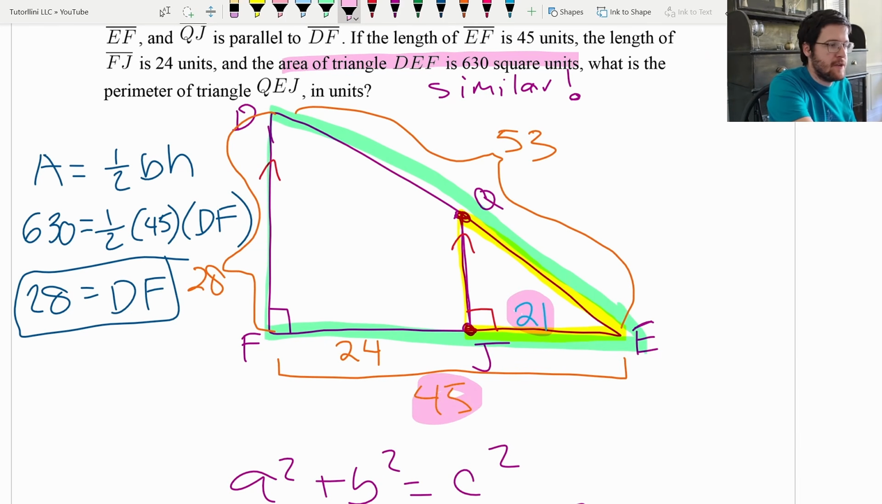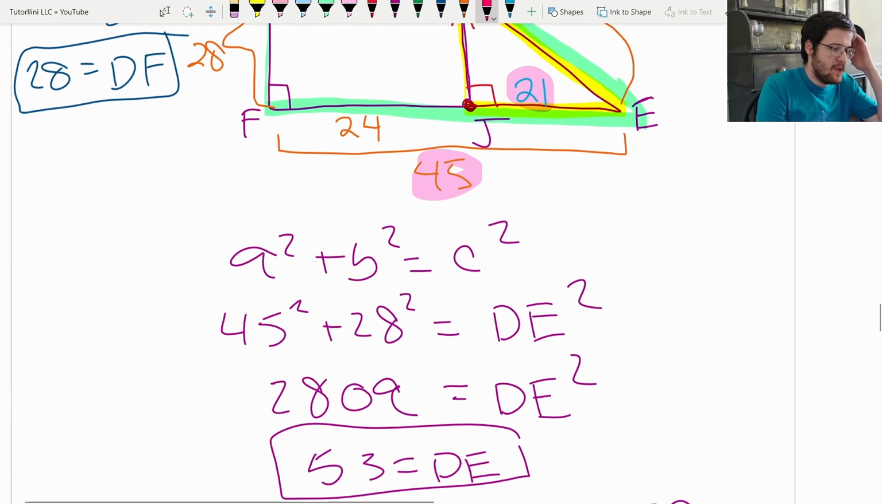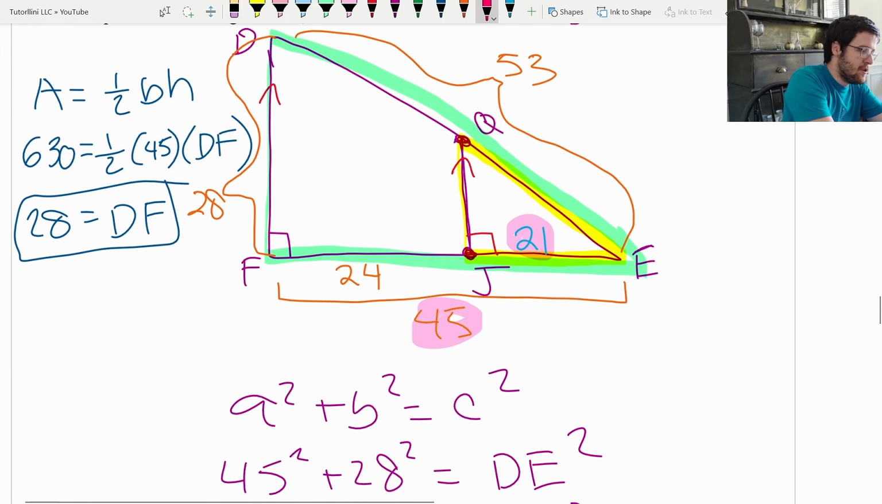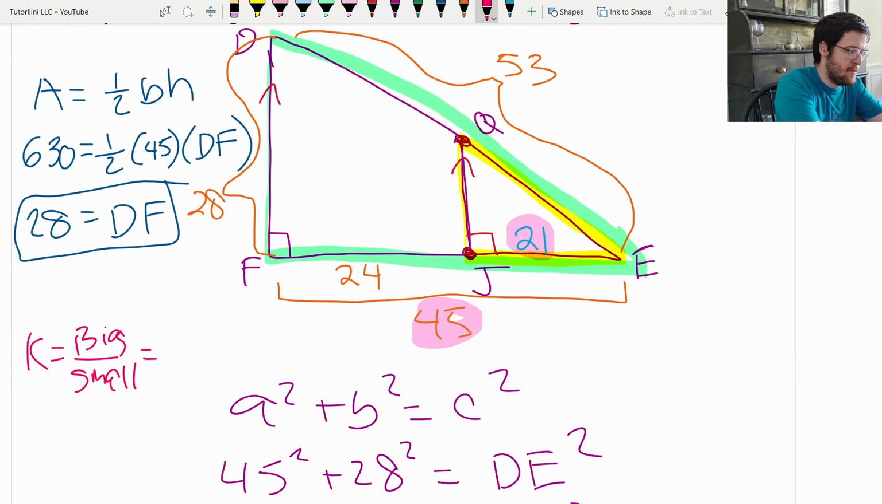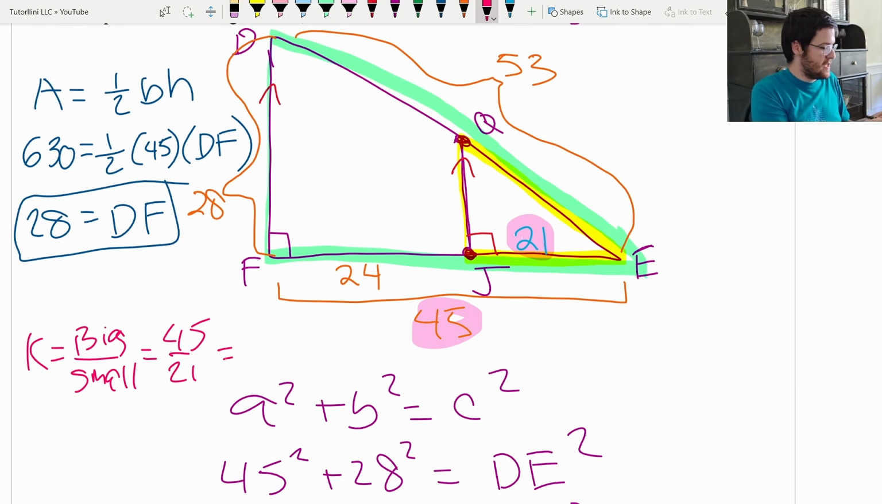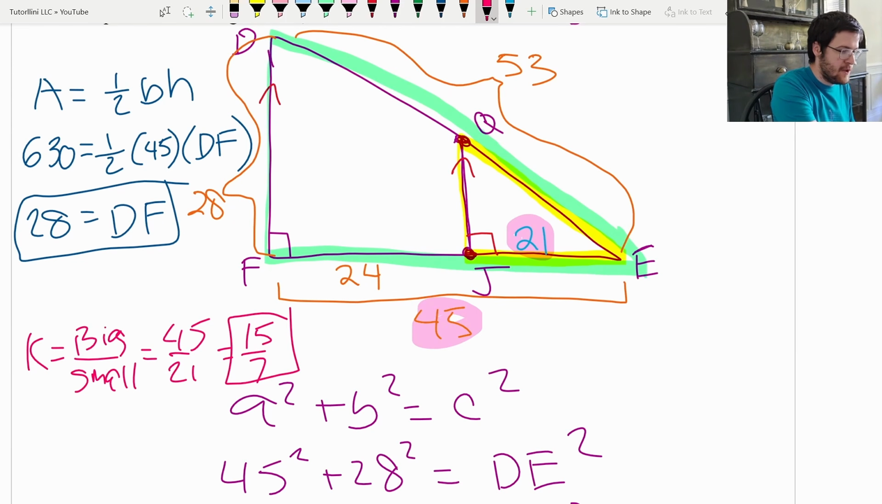So in my scale factor video, I talk about how K is equal to big over small. Big length over small length. The linear scale factor is big linear measurement over small linear measurement. So 45 over 21. That simplifies to 15 over 7. So the linear scale factor is 15 over 7. The perimeters use the same scale factor because the perimeter is just a sum of one-dimensional measurements.